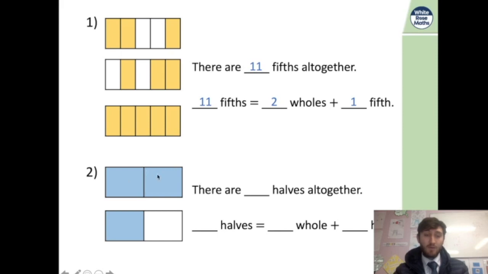Next, well, there are 1, 2, 3 halves altogether. So therefore 3 halves equal, I can see I've got 1 whole, or again, if I wanted to count up, I know that it's 3 over 2. Only 1 two goes into 3, and then I've got 1 left over. So 1 whole and 1 half.